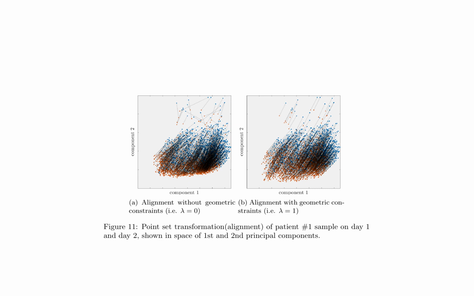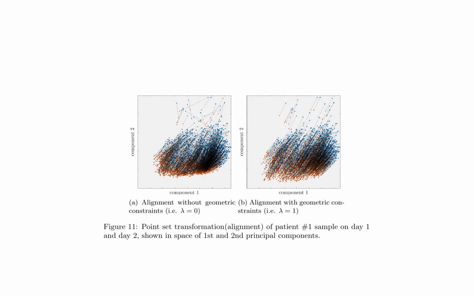Figures 11 and 12 illustrate the point set transformation, or alignment, of patient samples using the proposed method. Specifically, these figures showcase the alignment of patient 1 samples on day 1 and day 2, both without geometric constraints, lambda equals 0, and with geometric constraints, lambda equals 1. In Figure 11, the alignment is visualized in the space of the first and second principal components. Without geometric constraints, the alignment appears to be more flexible, allowing for greater variation in the transformed points. In contrast, when geometric constraints are enforced, the alignment is more rigid, resulting in a more structured transformation.